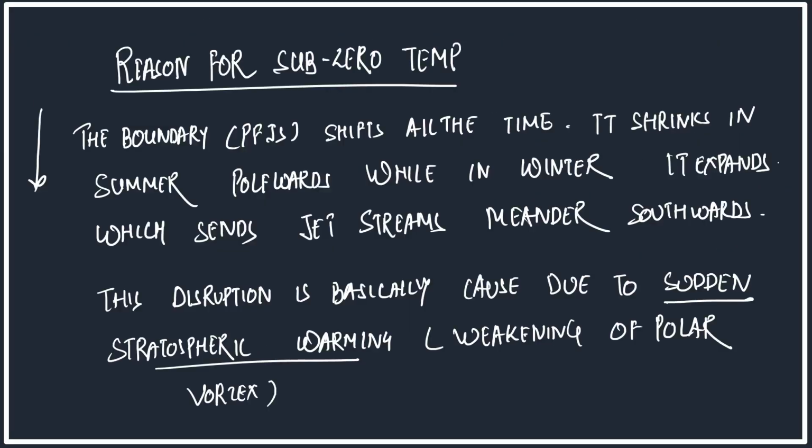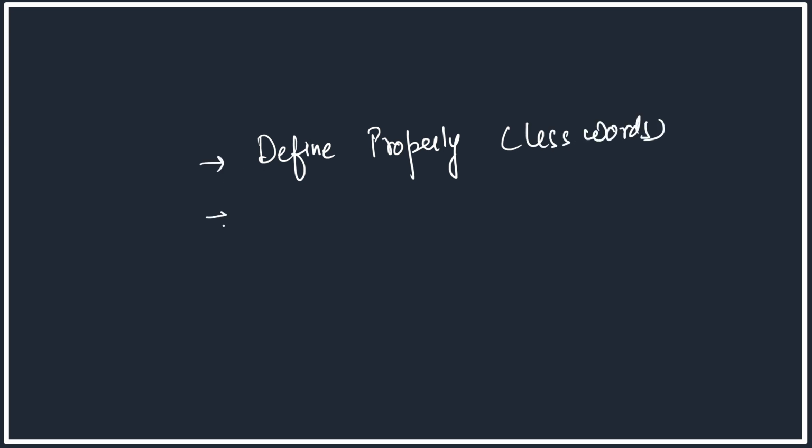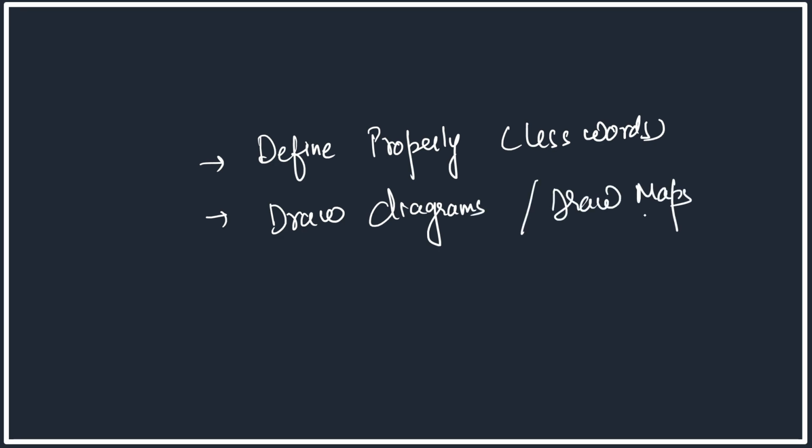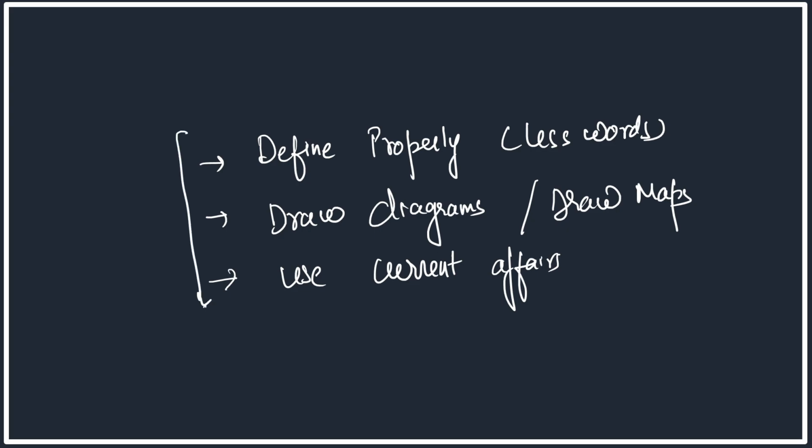So as my optional is also geography, I would suggest you, whenever there is a geography question, try to define properly in fewer words. Second, draw diagrams, draw maps, right? And third, use current affairs or current data. See, there was this Canadian heat wave recently in the news. It was also related to this polar vortex, right? This will help you not only in geography but in each and every subject. Clear?